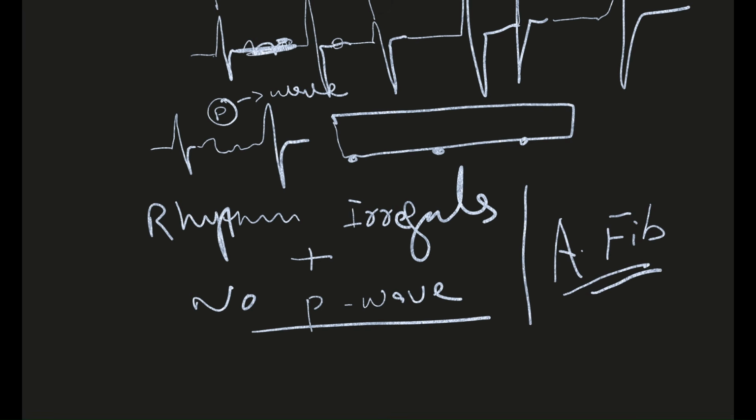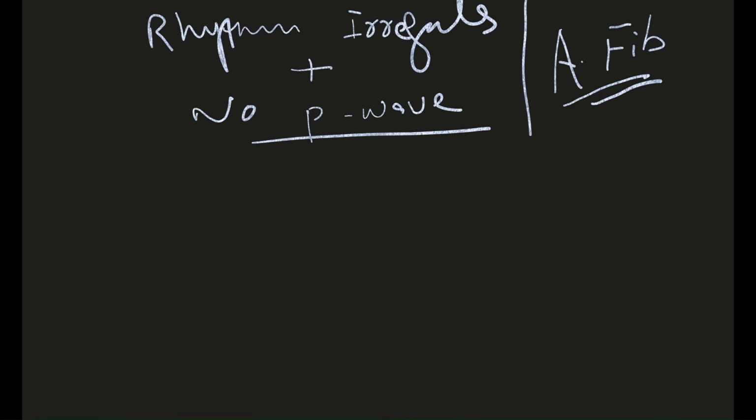Now, atrial fibrillation is very common in elderly patients, sometimes cardiac patients, sometimes patients who are having respiratory illness, for example, COPD. Let's not go into the details. All you need to do is whenever an ECG comes in front of you and the age of the patient is mentioned over the ECG, if the rhythm is not regular and there is no P wave, then there is a high chance that this might be a case of atrial fibrillation.